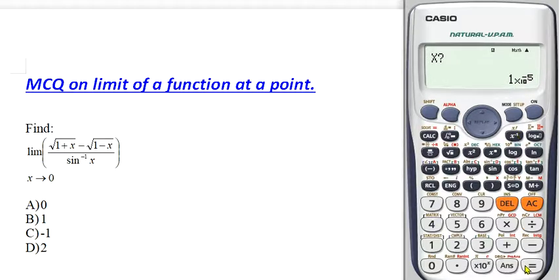Let me check for the left hand limit also. Okay, let me just give the value of x negative, the same value, 0.0001, and let's see what will be the result. Okay, it is nearly equal to 1 from the right hand side and the left hand side. The values converge to nearly the same value, so the limit exists and the limiting value will be this value 0.999, which is very close to 1. So the limiting value of this function when x approaches 0 will be just 1.